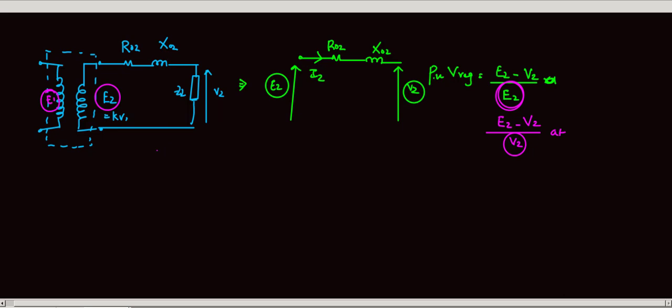Let's apply KVL here. E2 equals V2 plus I2 R02 plus j I2 X02. This is the KVL equation for this circuit.